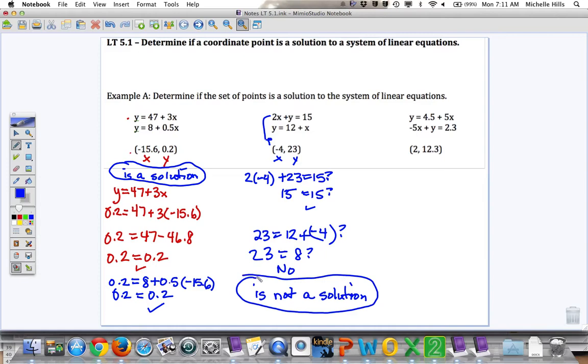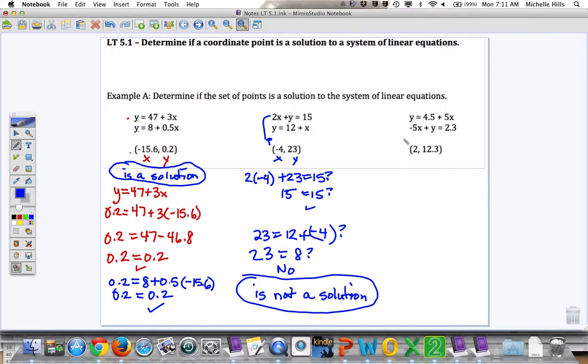A system of equations has 2 or more equations in it, and the solution has to be a solution for all of them. Now, if you had checked the second one first, as soon as you found that no, you could put is not a solution. You don't have to check the other one, because once it doesn't work in one of them, it can't be a solution to the system.